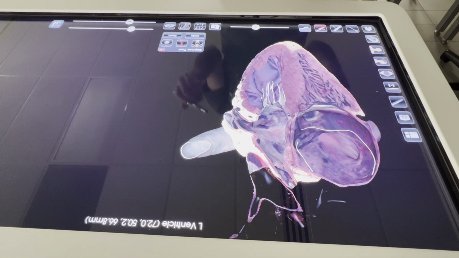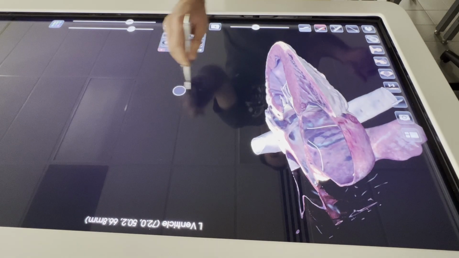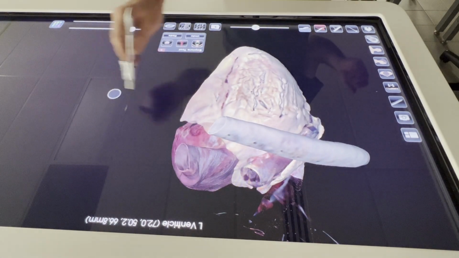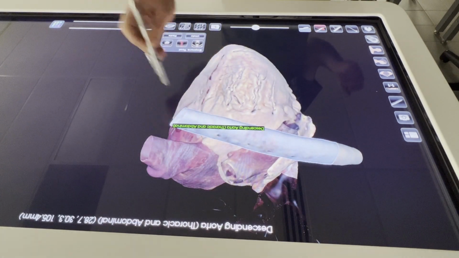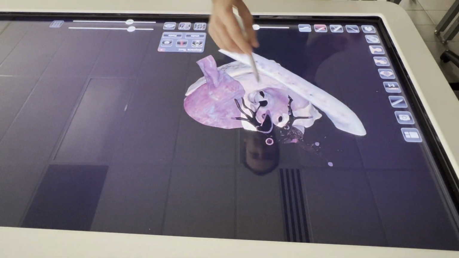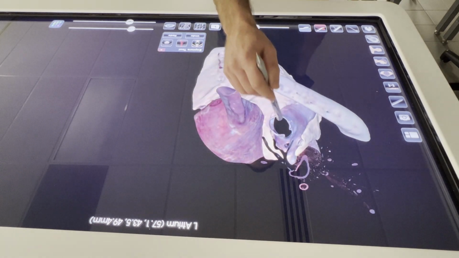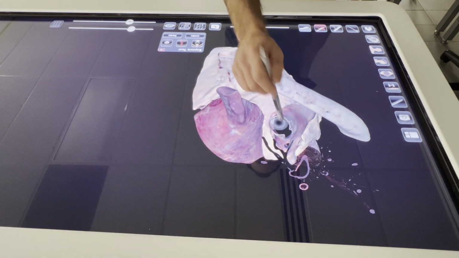So I hope that helped. Hope that it was a good review. Right there is that pulmonary vein, that hole right there, leading that oxygenated blood into the left atrium.